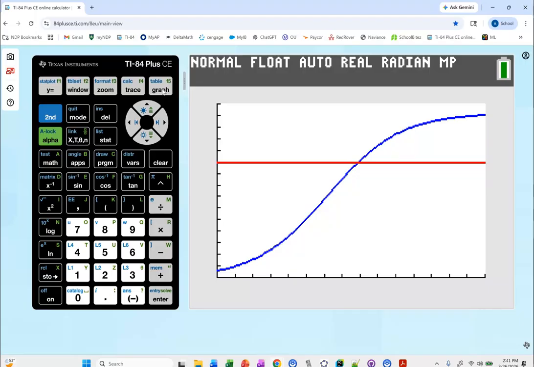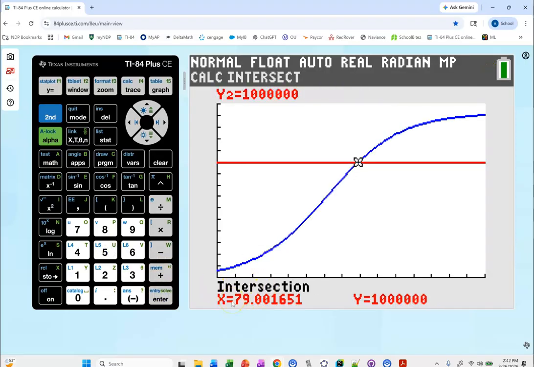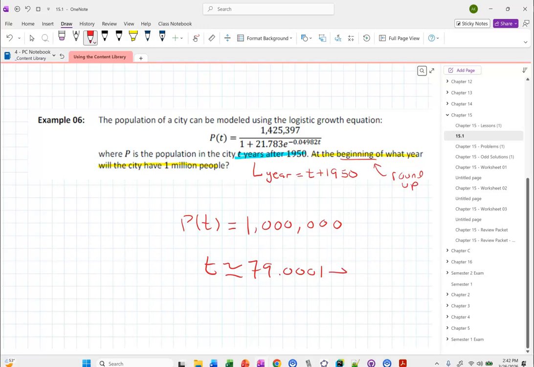So there's my logistic curve. Notice that nice classic S shape there. And there's my intersection. So second trace, intersect command, enter, enter, enter. So my t is a little more than 79. No matter what, I'm rounding up. So my year is going to be 80 plus 1950, which means in the year 2030 is going to be the first year that at the beginning of the year I have a population of 1 million people.